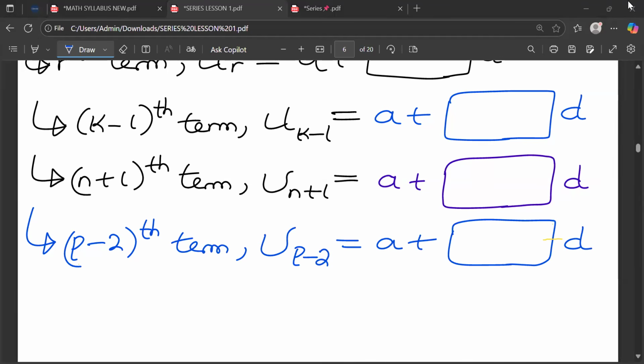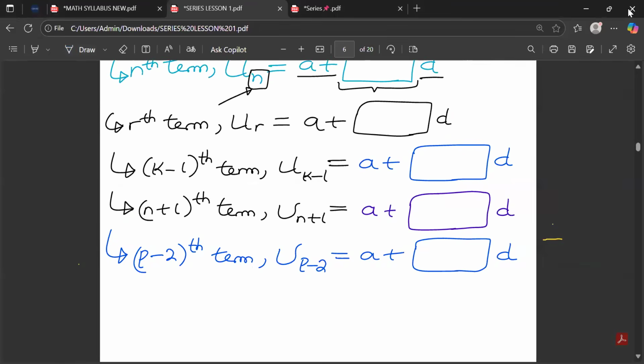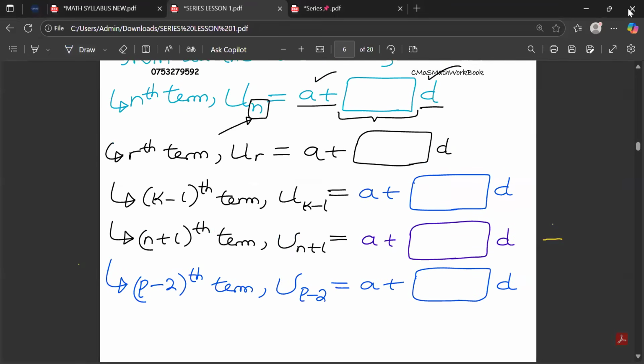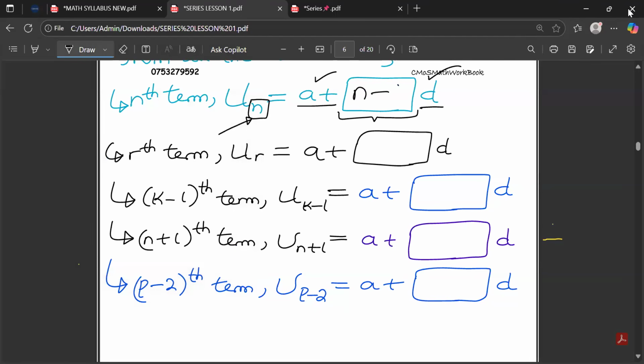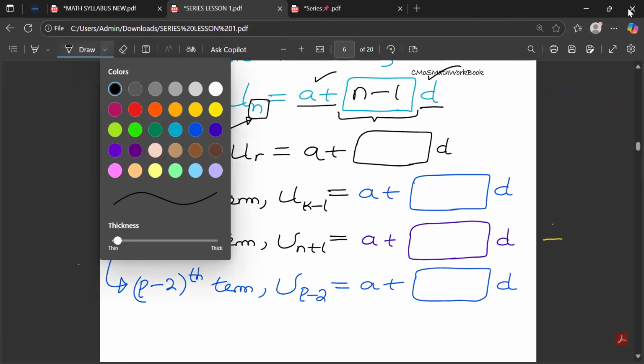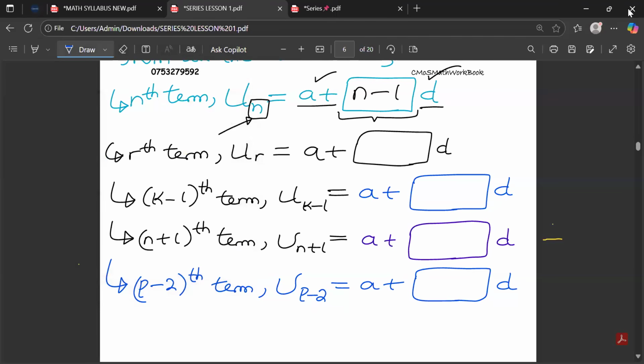So far I have N minus 1, which is right, but I need all those in order. Since what is supposed to be in those boxes is supposed to be one less, we'll have N minus 1. Then the next box, I've said R minus 1 because it's supposed to be one less.